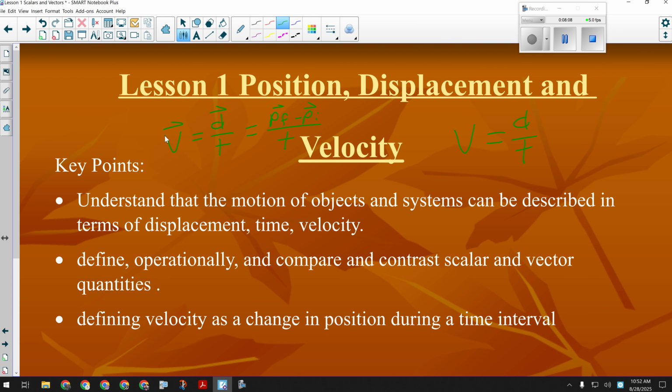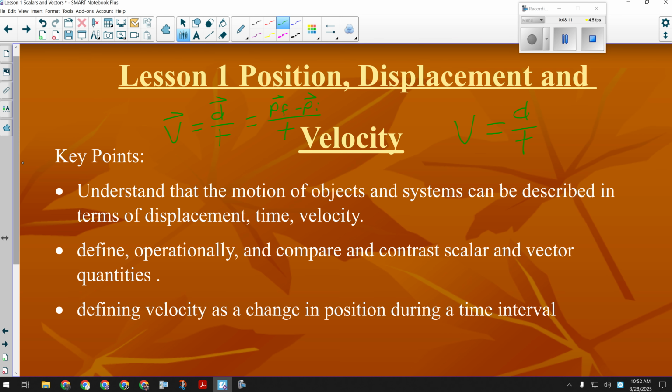And then obviously, velocity is defined as a change in position. Displacement is a change of position. When you divide that by time, you're telling me how quickly and in what direction you are changing your position. Hopefully that all sounds familiar from Science 10, because that's all stuff we would have gone over.